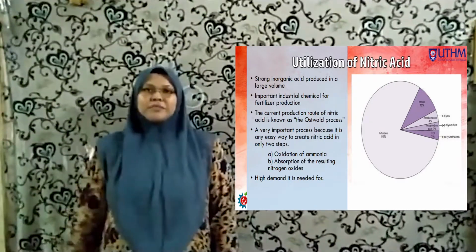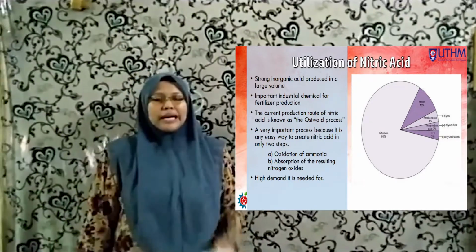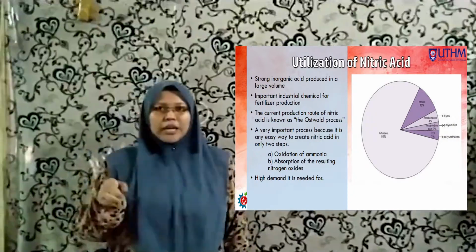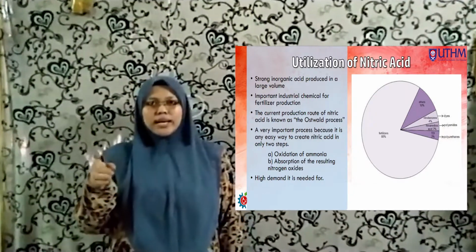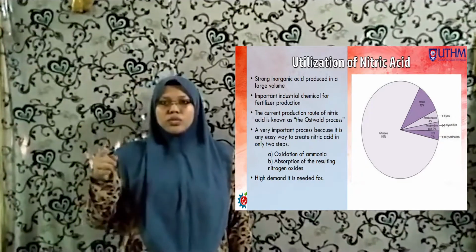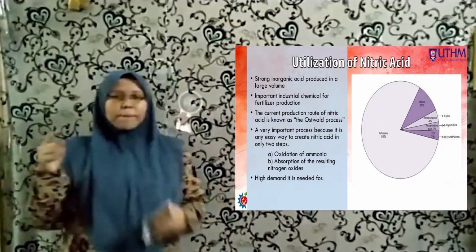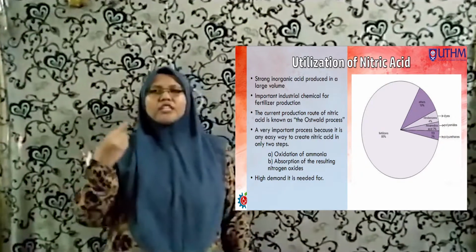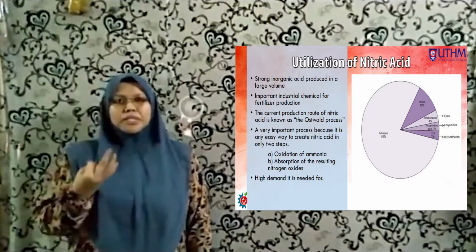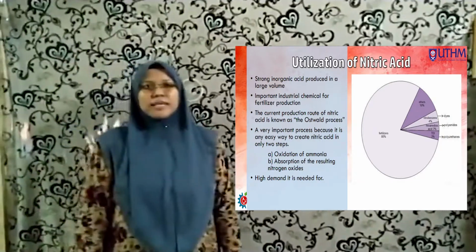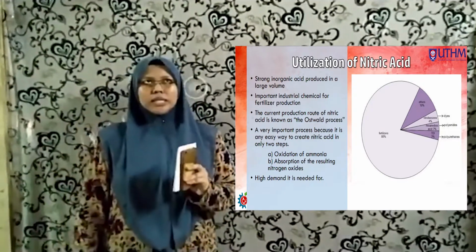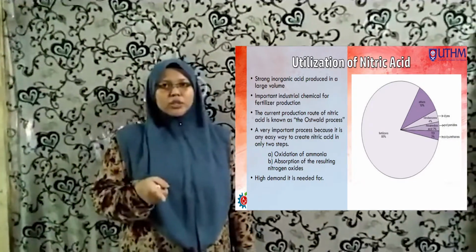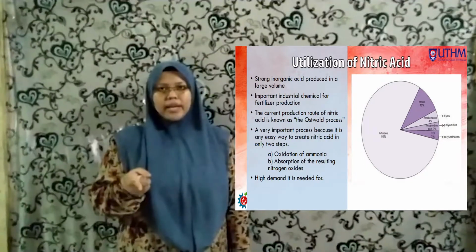Other than that, nitric acid has also been used in TDI, which stands for toluene diisocyanate or methylene diisocyanate, to make polyurethane, and it is also 3%. Lastly, nitrobenzene is used to make aniline, which is a key reagent in making dye.